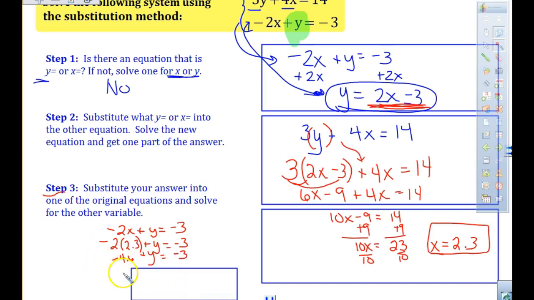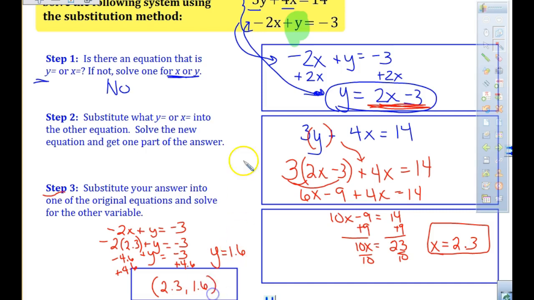AJ, if I want to get y by itself, what do I need to add to both sides? I'm going to add 4.6. My solution for y is going to be 1.6. We write our answer. 2.3 is my x. My y value is 1.6.